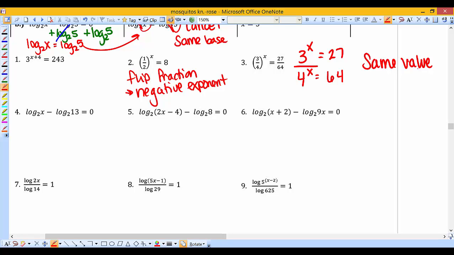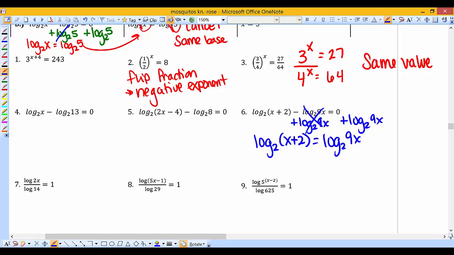All right, let's do number 6. I see a log minus a log, so I want to add the log to the other side. So it's going to cancel here. So I have log base 2 of x plus 2 equals log base 2 of 9x. Since my logs have the same base and they're on opposite sides, I can ignore them. And I am now left with x plus 2 equals 9x. Subtract x. 2 equals 8x.